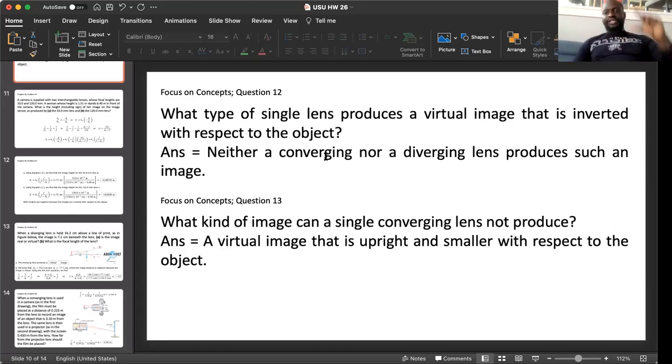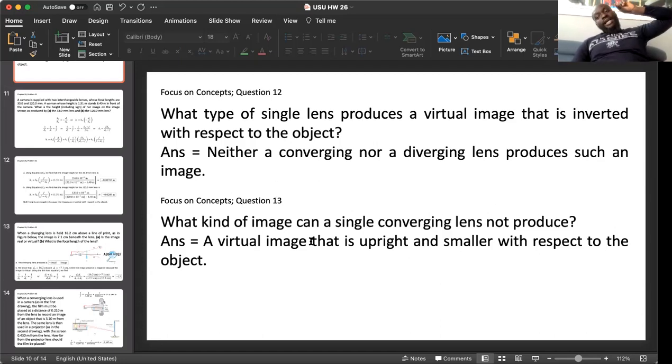They are always upright. One is magnified, one is diminished. Focus on concept question 13. What kind of image can a single converging lens not produce? There are many options, but the correct answer is a virtual image that is upright and smaller with respect to the object. That is the correct one. All the other options are possible, depending on the location of the object.